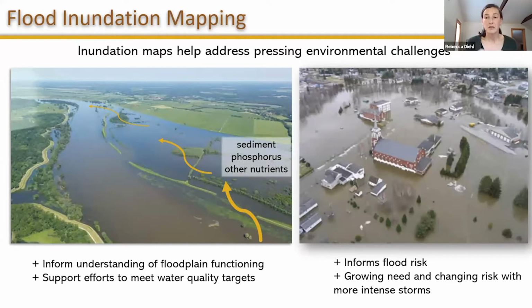Lake Champlain, specifically here in Vermont, is an impaired water body because of excess sediment and phosphorus derived from surrounding watersheds. And we're really understanding the role that floodplains can play in helping to improve downstream water quality, as well as the numerous other functions.